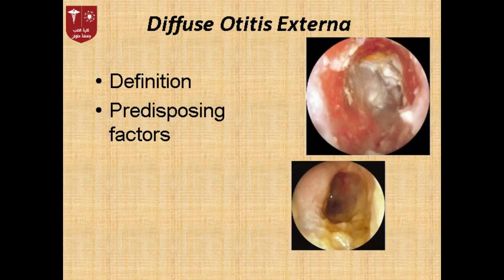The most important predisposing factor is diabetes mellitus, scratching of the external auditory canal, swimming in an infected pool, excessive sweating, and seborrhea. If you want to recall them, remember these 5 S's: scratching, swimming, sweating, seborrhea, and sugar for diabetes mellitus.